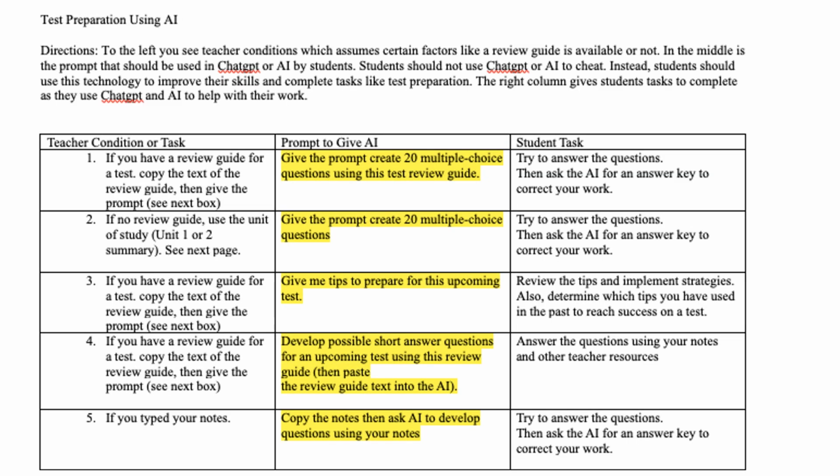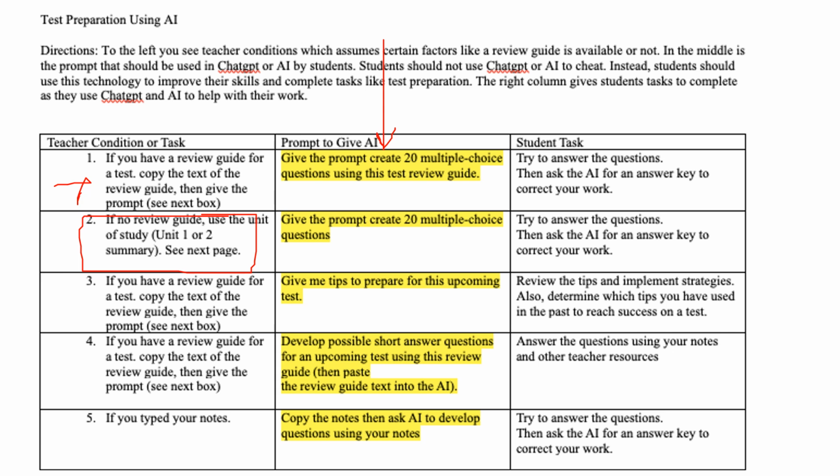This video covers how to use AI to assist with studying. This chart is pretty self-explanatory. All of the yellow highlighted text represents prompts that you can put into AI. So the first thing you want to determine is whether or not you have a review guide. If there is no review guide, then you can use the AP African American Studies Unit 1 or 2 summary.